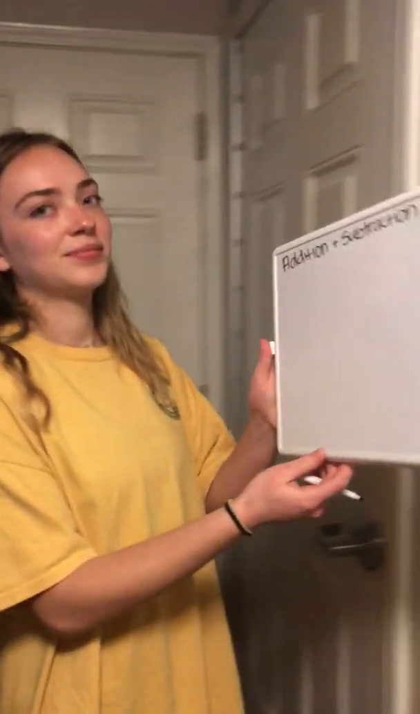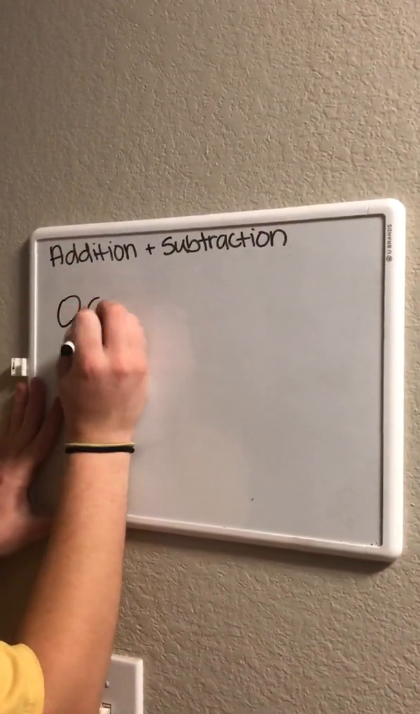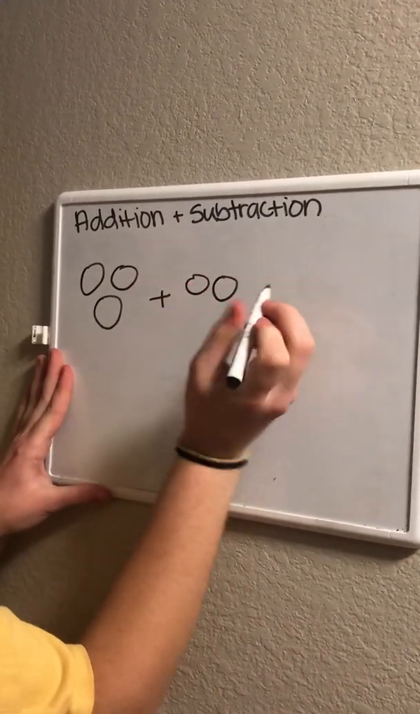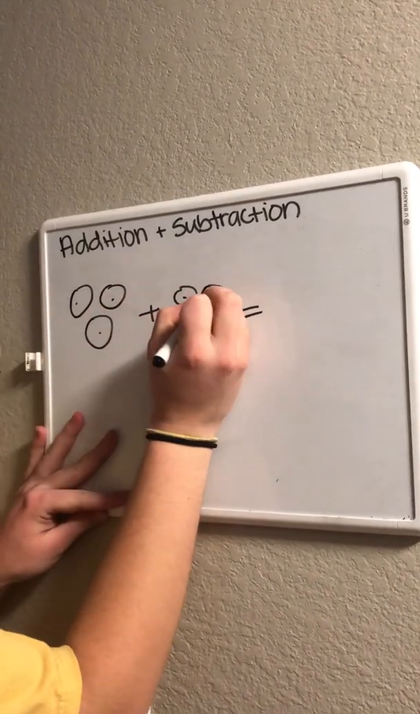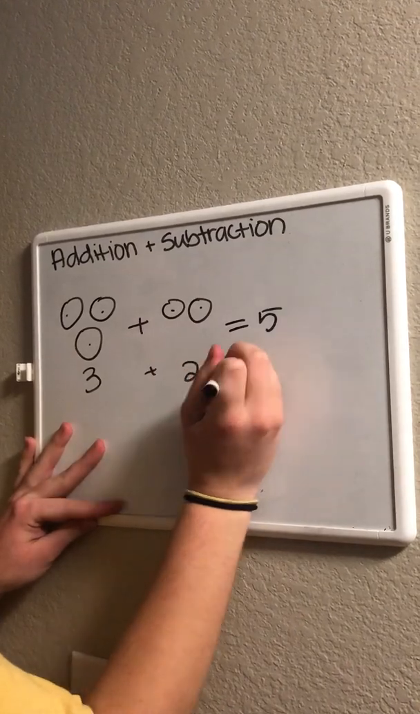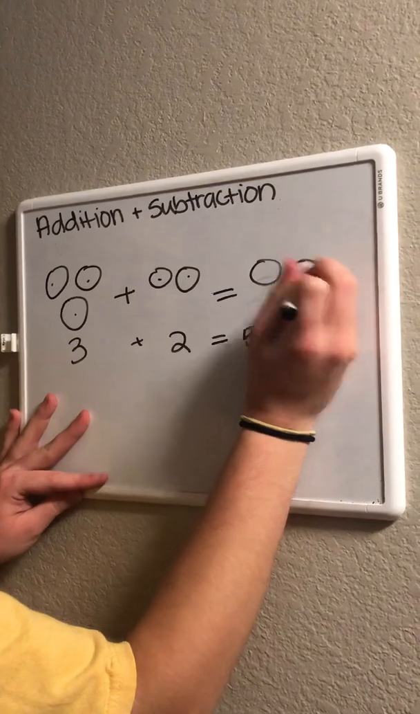For modeling, I'm going to do some problems on this whiteboard. So I'm going to model how you can use shapes and objects to do addition and subtraction. So if we have 3 circles plus 2 circles, we're going to count them. 1, 2, 3, 4, 5, which is 5. So 3 circles plus 2 circles equals 5 circles. Or we'll draw 5 here.